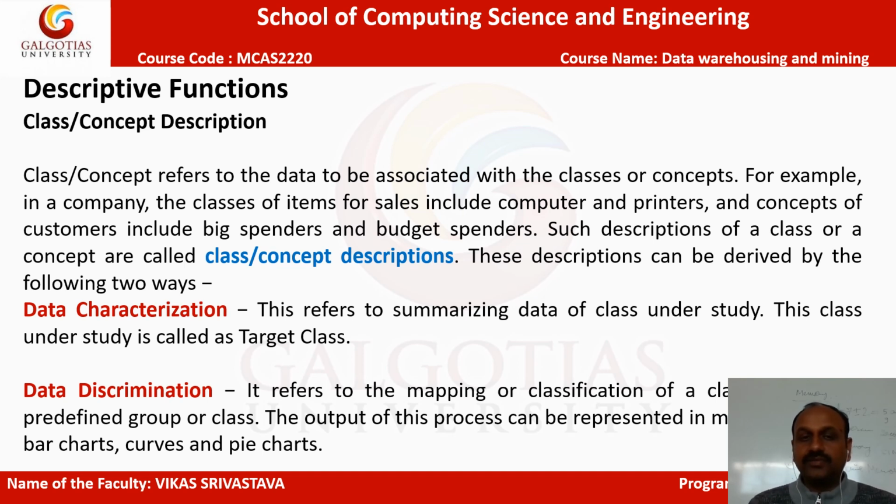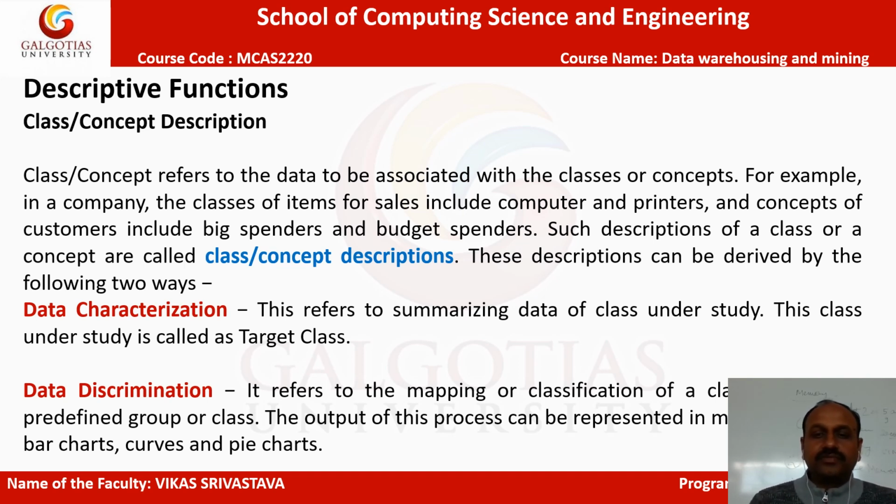So how exactly can you describe? In two ways: one is data characterization and the other is data discrimination. Data characterization refers to summarizing the data of a class under study. This class under study is called the target class. So you have to categorize your business or your data on the basis of different targeted classes, those who can buy your products. This is how exactly you can categorize.